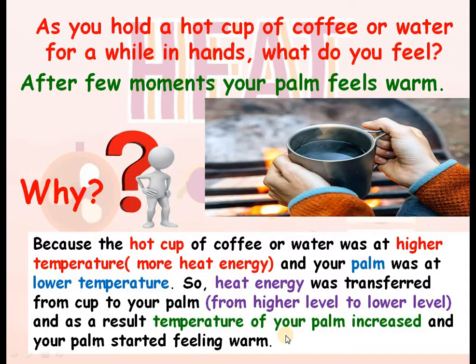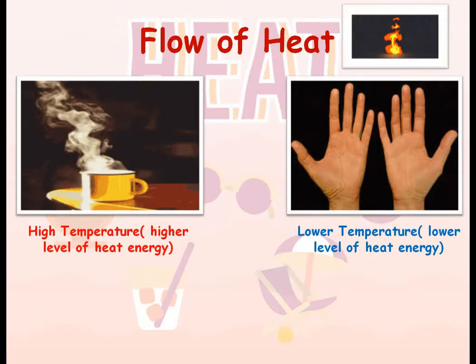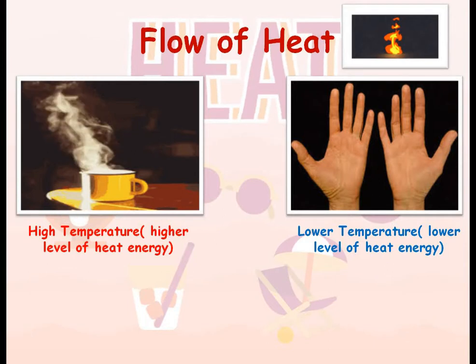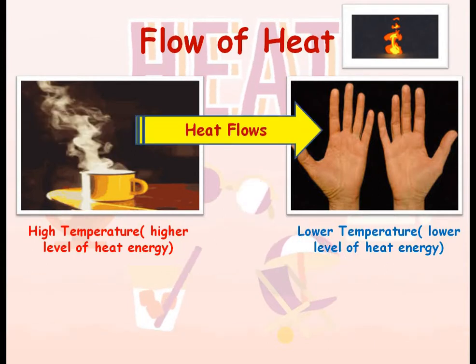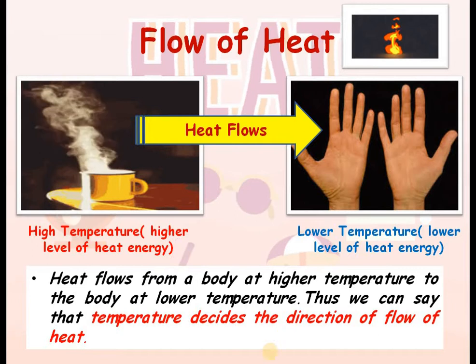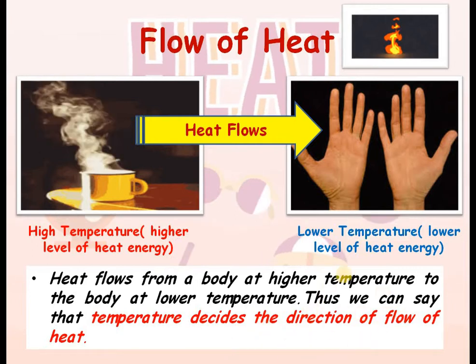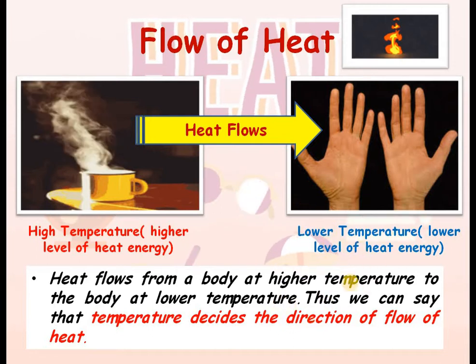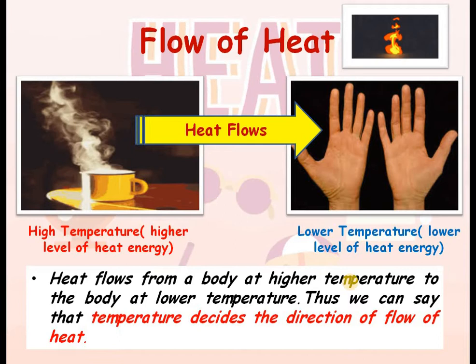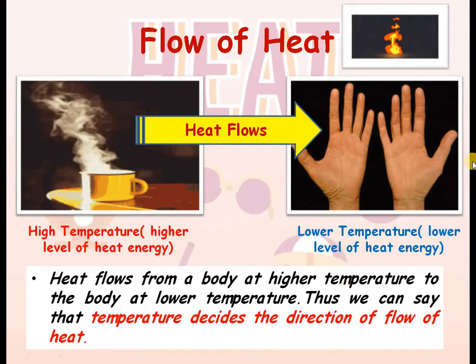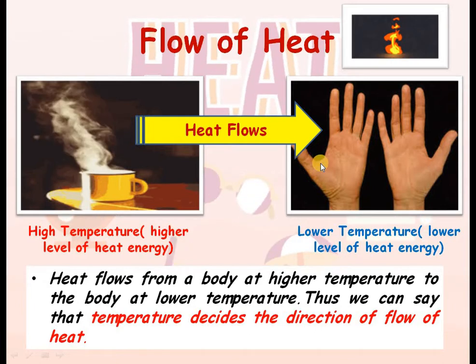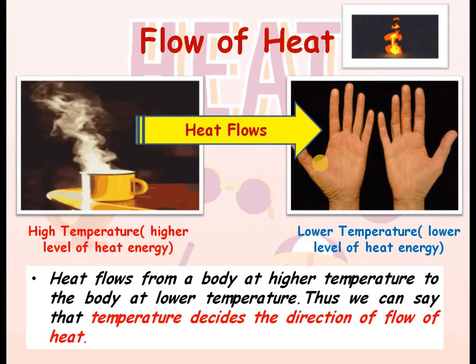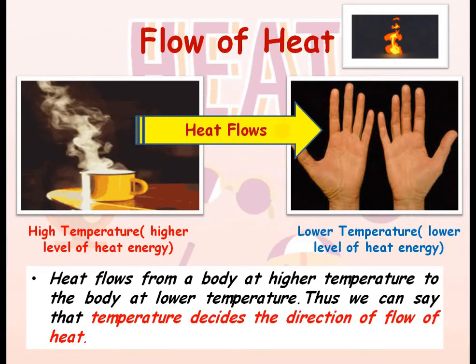Now let us discuss something about flow of heat. What is the direction of flow of heat? Heat flows from a body at higher temperature to a body at lower temperature. As you can see here, the hot cup of coffee is having higher temperature and your hand is at lower temperature, and heat is flowing from higher to lower temperature. Thus we can say that temperature decides the direction of flow of heat.